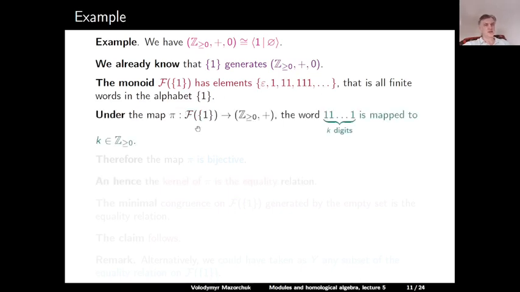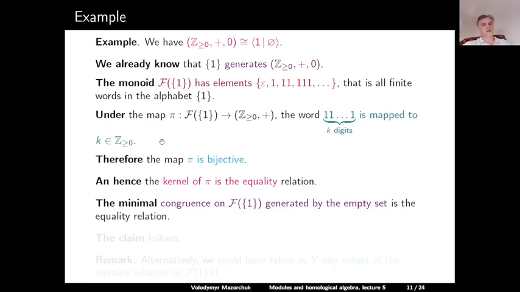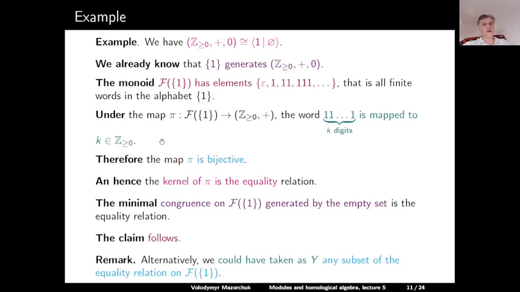And under our surjective map π, the word 1 1 ... 1 with k letters is mapped to the element k in our monoid of all non-negative integers. Therefore, the map π is actually bijective. Not only is it surjective, it is also injective. And so the kernel of π is the equality relation, and the equality relation is generated by the empty set. It is the minimal congruence on F(1). And so we have our claim. And of course, alternatively, we could have taken as relations any subset of the equality relation on F(1).